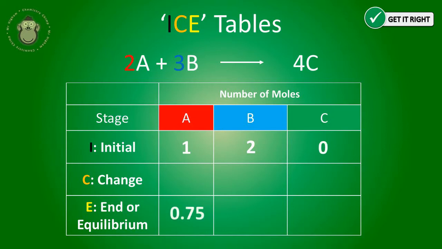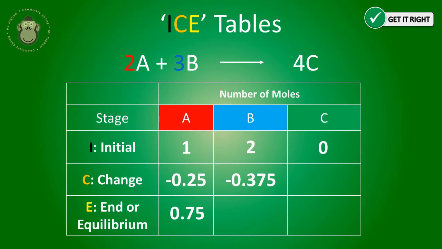Slightly different this time, we could have 0.75 moles of A at the end. So to go from 1 to 0.75, we must have used up 0.25 moles of A. If 0.25 moles of A is reacted, it must have reacted with 1.5 times as many moles of B, because the ratio is 2 to 3, so it's a 1 to 1.5. So if we've used 0.25 moles of A, we must have used 1.5 times the amount of B, which is 0.375.